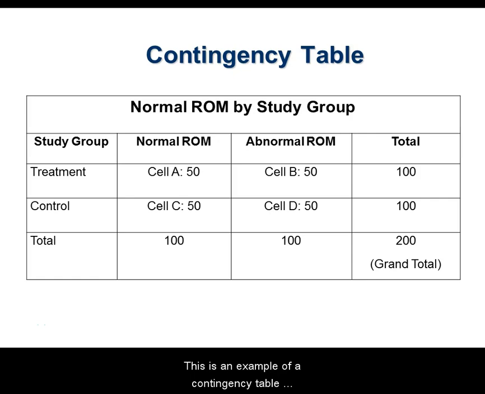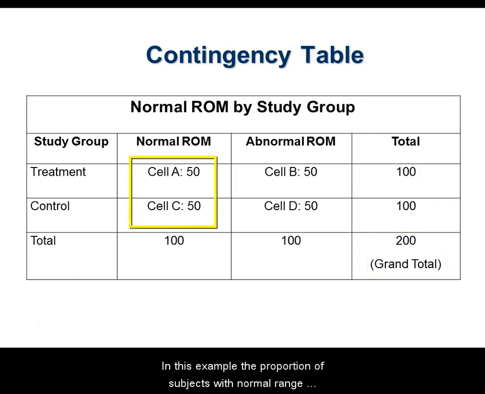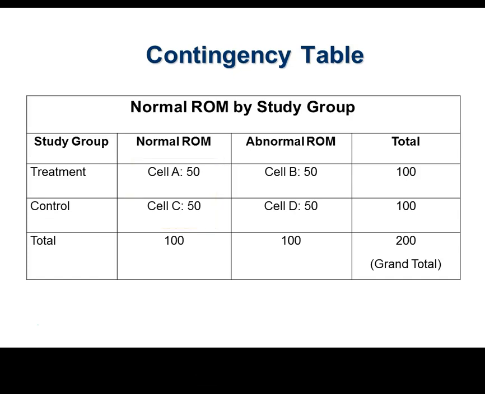This is an example of a contingency table summarizing the association between study group and normal range of motion. This type of table can help us determine whether having normal range of motion at the end of the study is contingent on receiving the treatment or the control therapy. There were 100 subjects in each study group, so 200 total subjects in the study. In this example, the proportion of subjects with normal range of motion at the end of the study is equal in the treatment and control group.